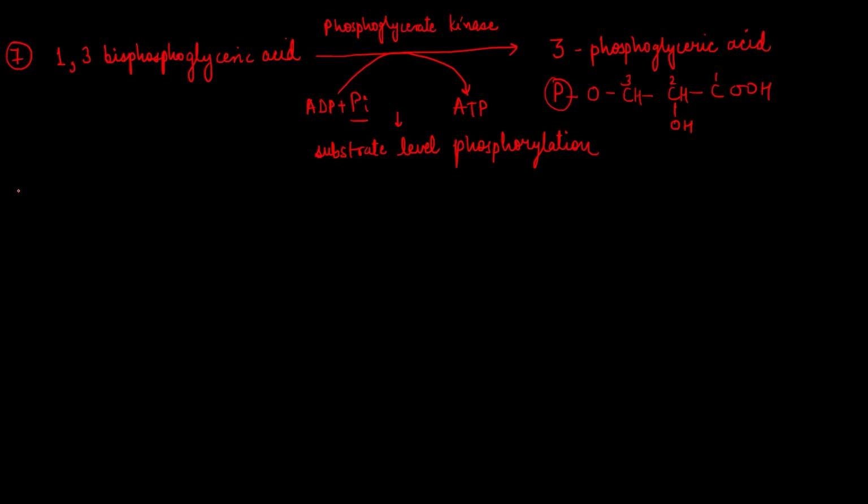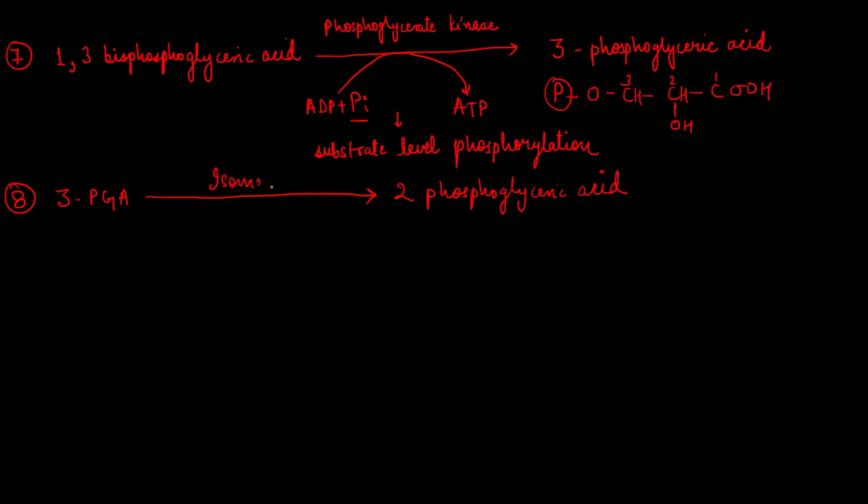Okay. Now, the next step is your 3-phosphoglyceric acid, which I am representing as 3-PGA. Your 3-phosphoglyceric acid undergoes isomerization to form 2-phosphoglyceric acid. Now if isomerization is happening, the enzyme involved will be an isomerase. So we can understand what is happening here. Here, instead of the third carbon, the phosphate group will move to the second carbon, right?